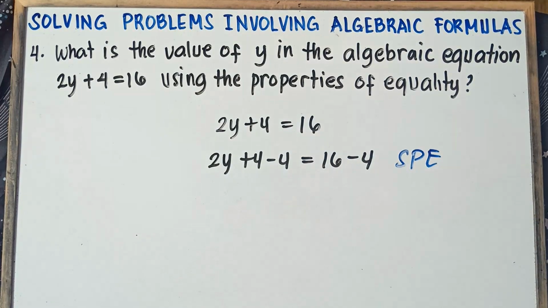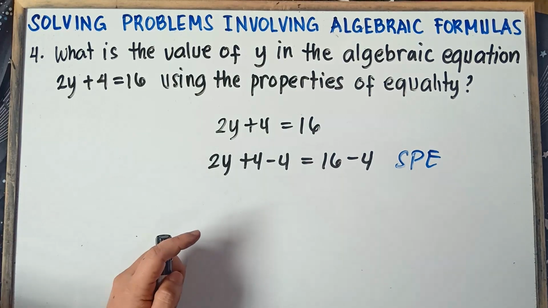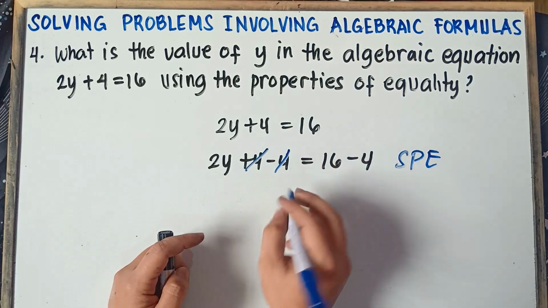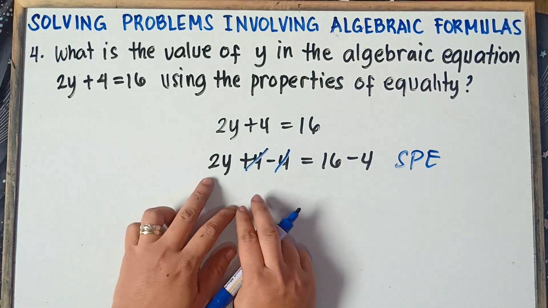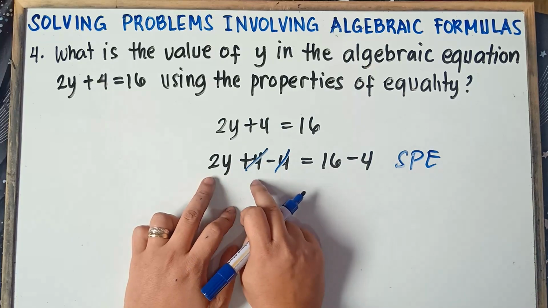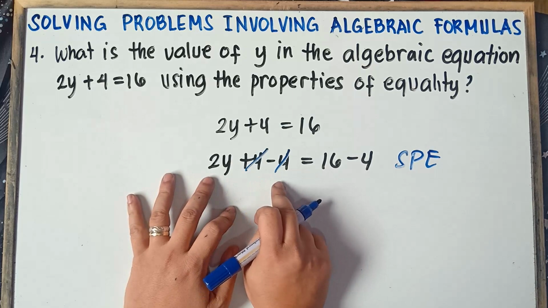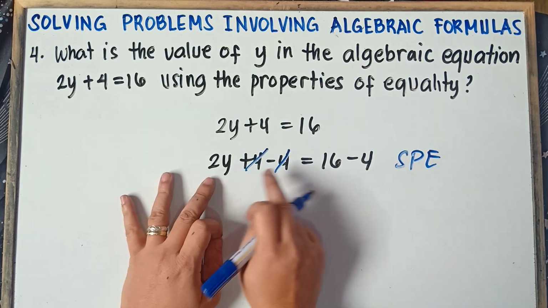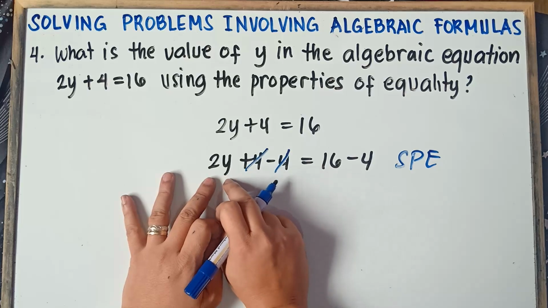Question, sir, why do we need to subtract both sides by 4? So that we can cancel this out, class. Once again, we can cancel this out. And the remaining expression on the left side of this equal sign will be only 2y. That's why, class, we need to subtract both sides by 4 so that the remaining expression on the left side of this equal sign will be only 2y.